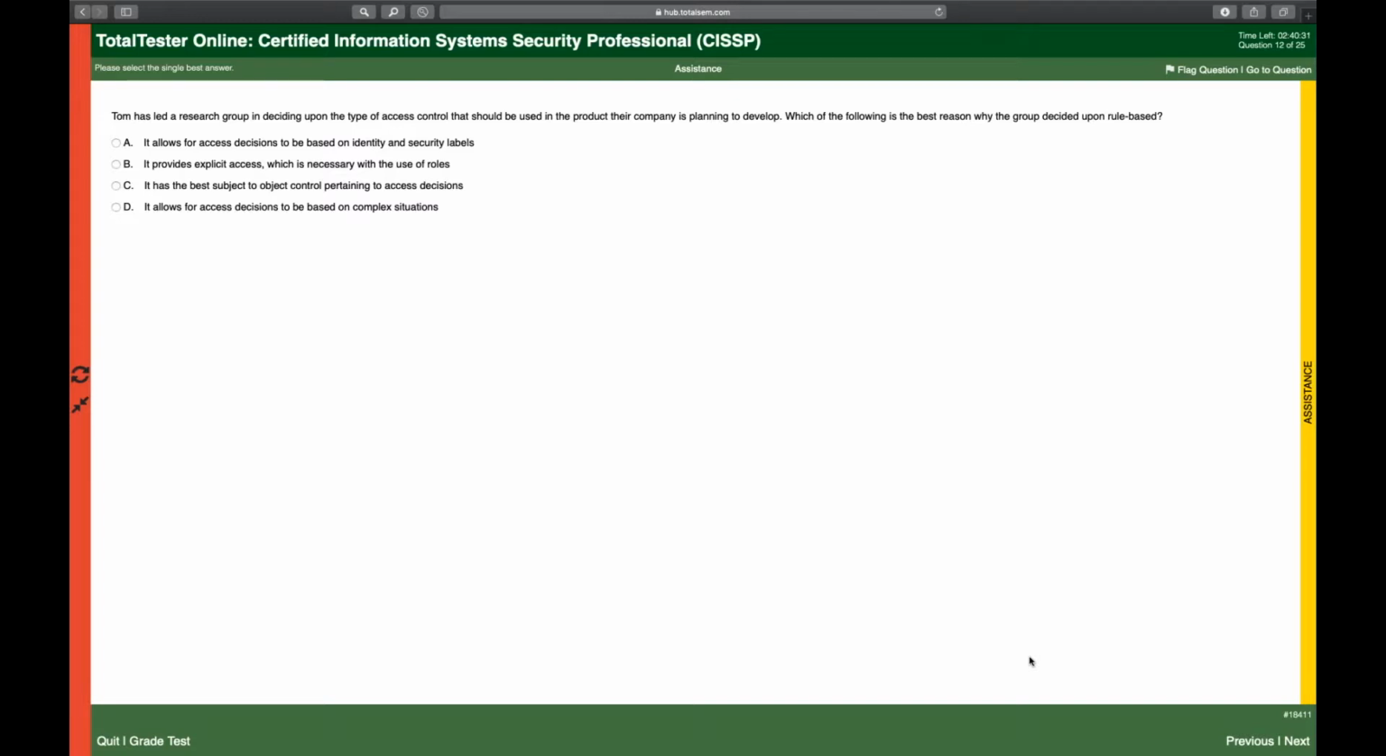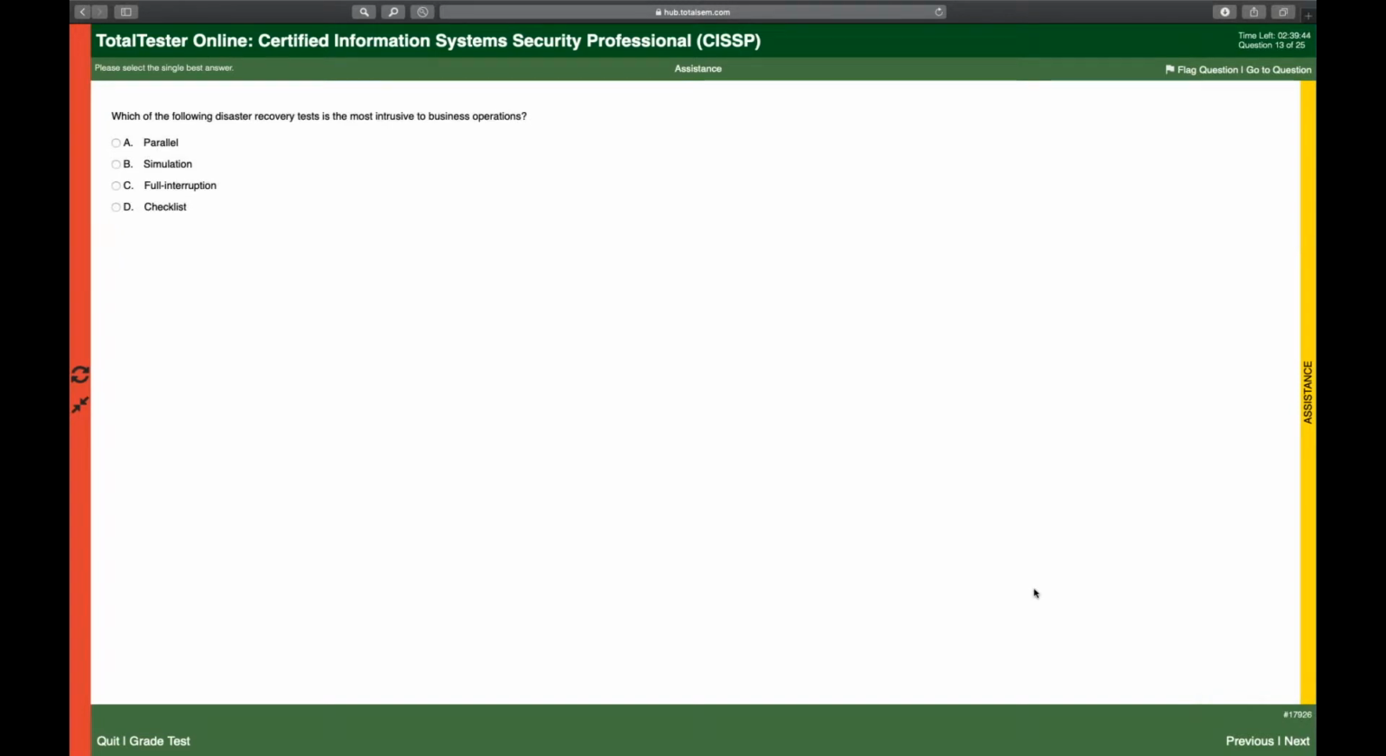Bravo, which says explicit access, which is necessary with the use of roles, kind of steers me away from that one because they use roles. And the question didn't imply that we're combining roles with rules. Actually, I think it's Delta, because if you're talking about rules, then you're talking about maybe like an if-then. Yeah, I'm leaning towards Delta myself. But yeah, we'll learn from this one. Let's go ahead and make a selection, and we'll see what we learn on the back end.